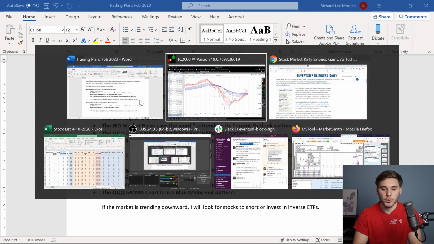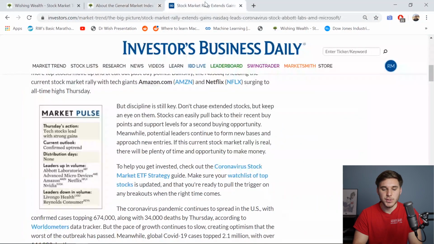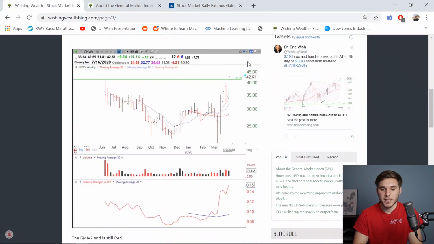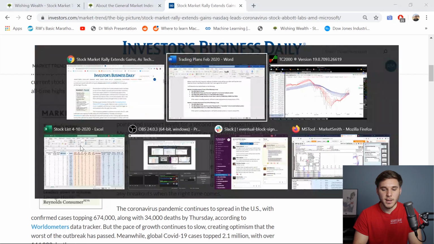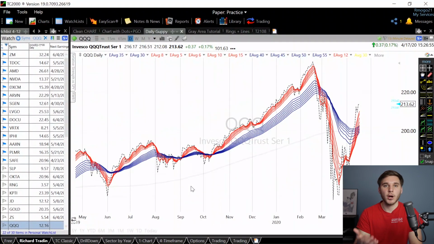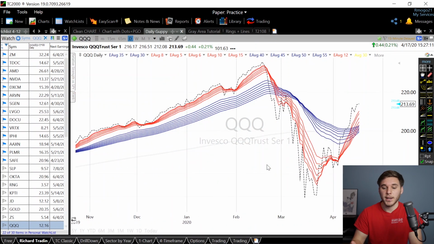I can quickly Google wishingwealthblog.com and investors.com, take a look at that GMI signal. Is it red or green? Are we in a confirmed uptrend? And what does the pattern look like on this chart? And quickly, I've determined how I'm going to trade based on those factors. And basically, that gives me an edge because I'm trading with the trend, and the wind is at my back. And that's what we want to do. We want to be trading when the environment is suitable for giving us an edge.